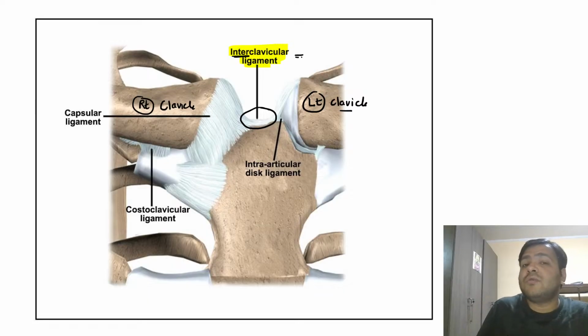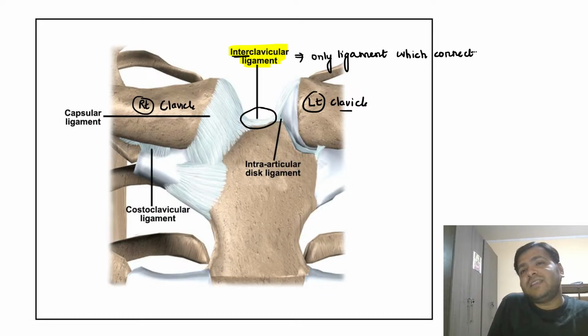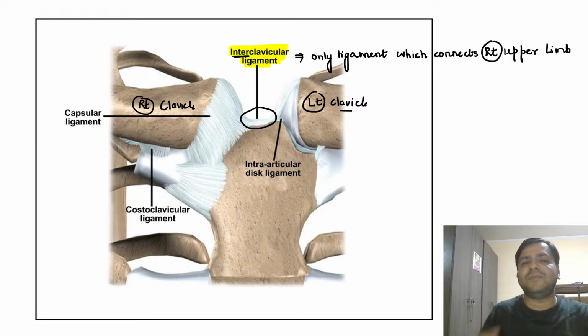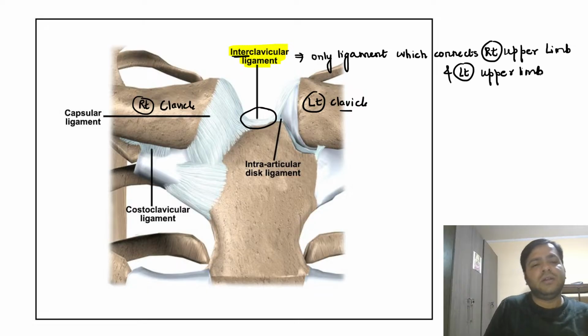And remember, guys, it is the only ligament which connects the right upper limb and the left upper limb. So you can see the peculiarity of this ligament, that it is the only ligament which is connecting the right upper limb and the left upper limb together.